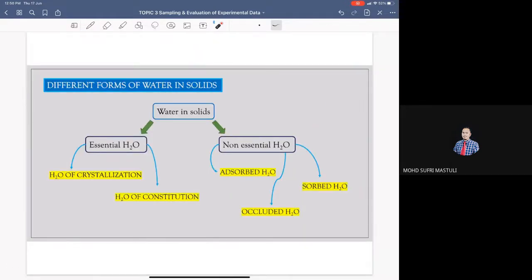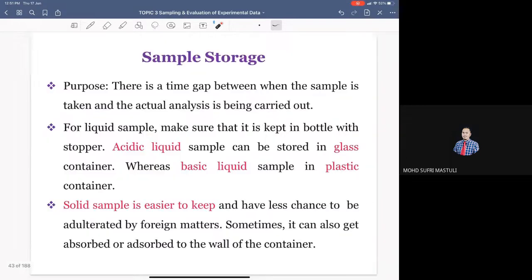There are a few different forms of water in a solid. The water can be essential water or non-essential water. Essential water is the water of crystallization or the water of constitution. Non-essential water is the water absorbed from the atmosphere, or the sorbed water and the trapped water of the surroundings.